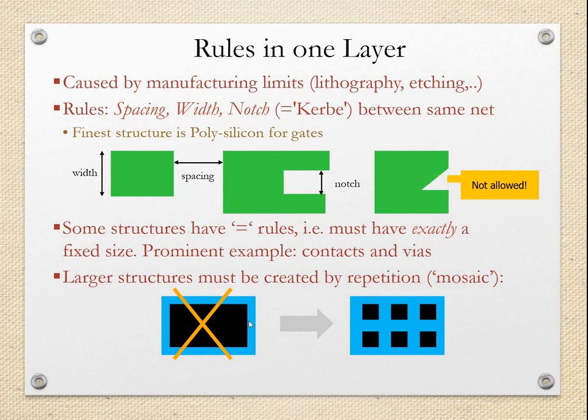Then the larger structures must be replaced with a repetition or a mosaic type of structure, which is shown in blue color over here. Then for the different layers, there are certain rules for width and spacing, and while preparing the layout, also for how the notch should be. Like here in green color, this is the notch, and if it is designed in this way, that is not allowed.